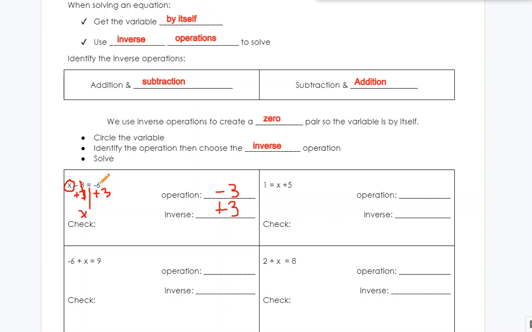So now on this side, I just do negative 6 plus 3. So what's negative 6 plus 3? Well, that's negative 3. So my answer is x equals negative 3.